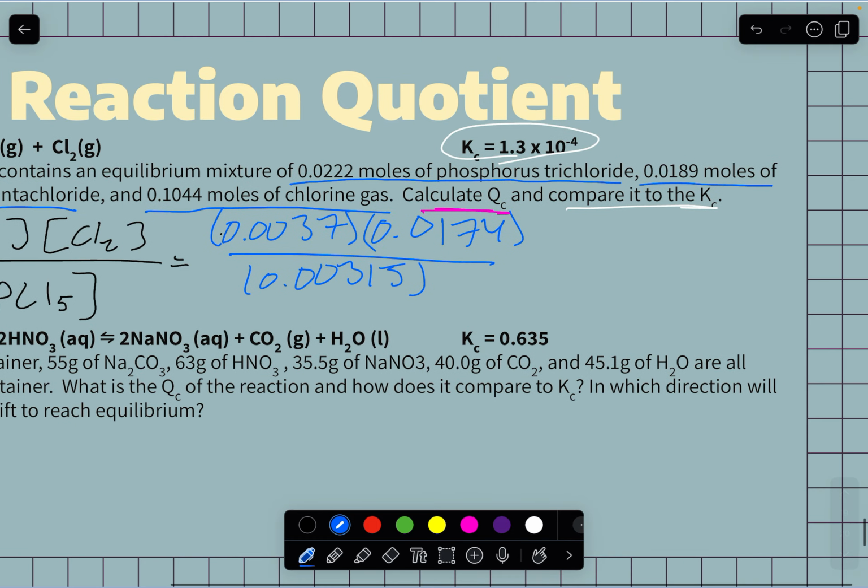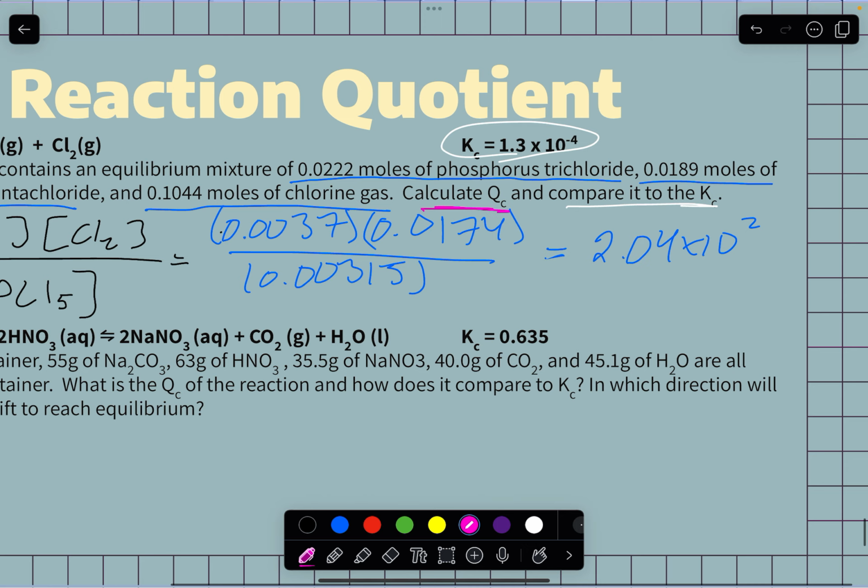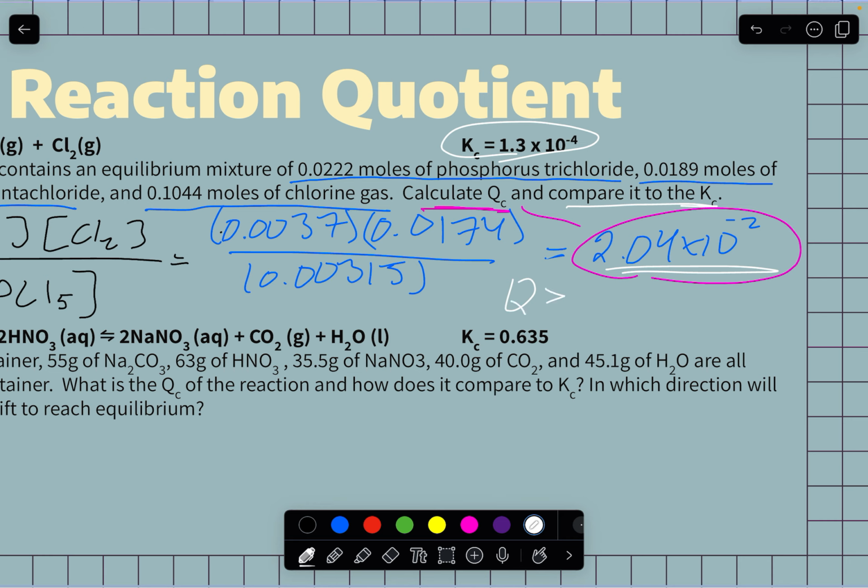0.00315. So for our Qc, we get 2.04 times 10 to the negative 2. So that's our Qc. Now to compare to Kc, sorry, that should have been a negative 2, not a positive. We have 2.04 times 10 to the negative 2 for Q, 1.3 times 10 to the negative 4 for K. So our Q is greater than K. What does that mean? That means if our Q is greater than K, we have more product right now, so we need to shift to the reactants.